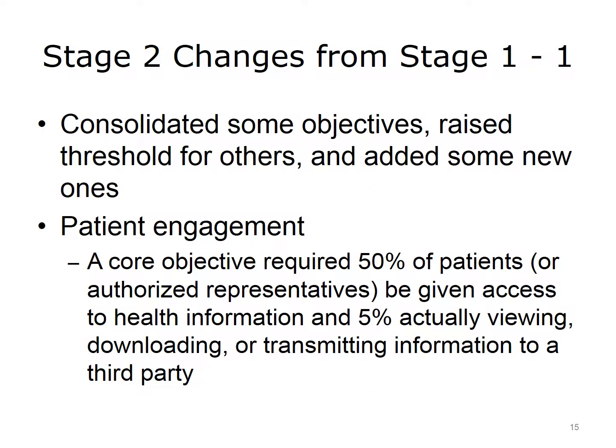Moving on to Stage 2, there were changes from Stage 1. Some objectives were consolidated, some objective thresholds were raised, and 7 objectives were added around patient engagement and health information exchange. One of the new core objectives required that 50% of patients or their authorized representative be given access to health information, and of those, 5% had to view, download, or transmit health information to a third party.